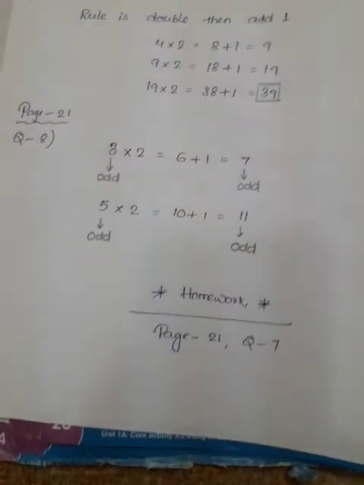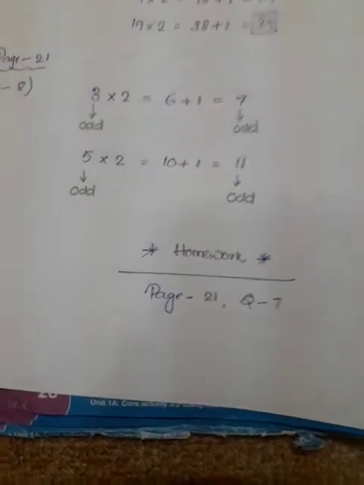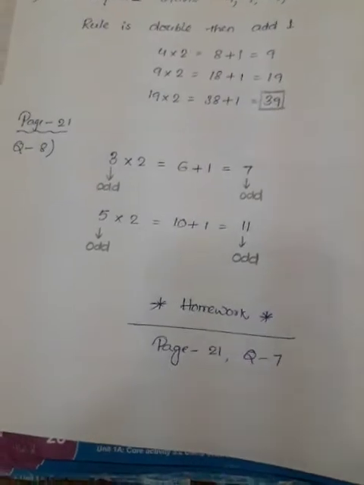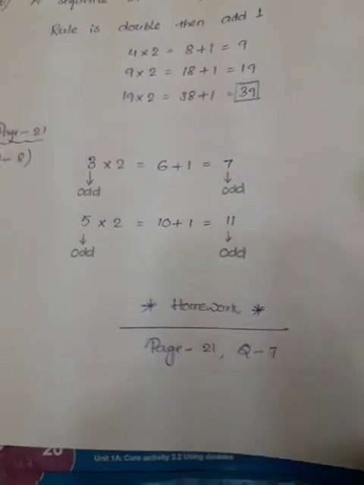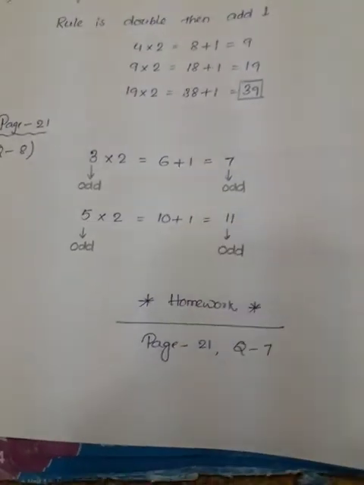So any odd number, if you double, then add 1 or subtract 1 also, then the answer is odd only. So 5 multiplied by 2 how much? 10. 10 plus 1 how much? 11 only. So if you do 10 minus 1, also 9. 9 is the odd number.